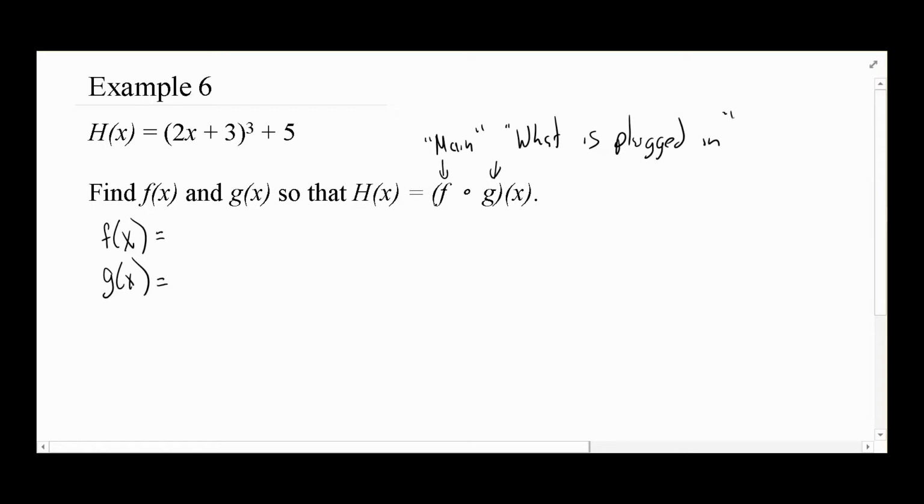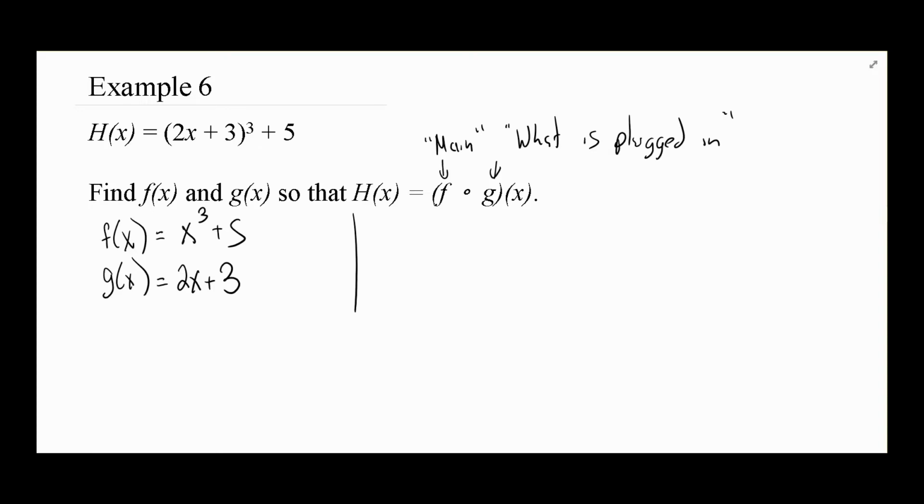Or you can look at it as what did I cover up with my thumb. So if I cover up a portion of this with my thumb, I could cover up the 2x plus 3, for instance. So that's my g of x, the 2x plus 3. So what's left when I cover that up? Something cubed plus 5. And so if I'm doing f of x, that would be x cubed plus 5. So that's one way that I could solve this particular problem, and those are valid components to that composition, and that would work.